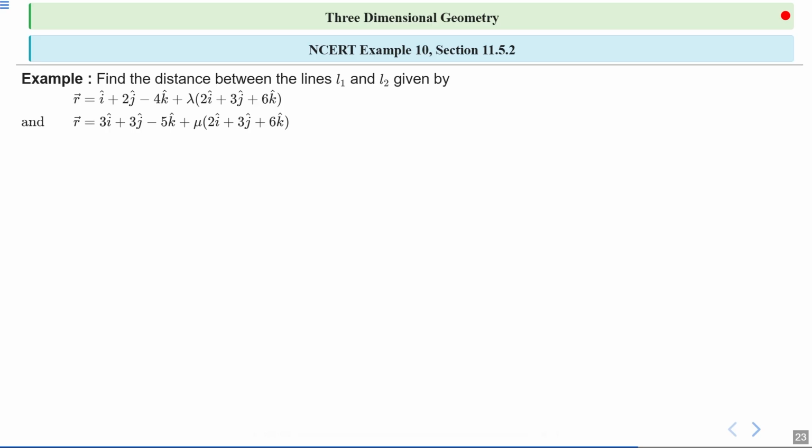The first line is given by the vector equation R vector is equal to I cap plus 2 j cap minus 4 k cap plus lambda times 2 I cap plus 3 j cap plus 6 k cap. And L2 is basically R vector is equal to 3 I cap plus 3 j cap minus 5 k cap plus mu times 2 I cap plus 3 j cap plus 6 k cap. Okay, right.